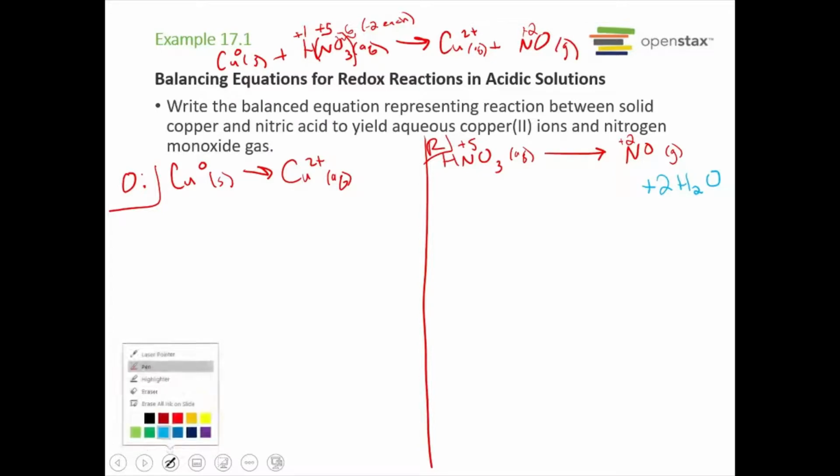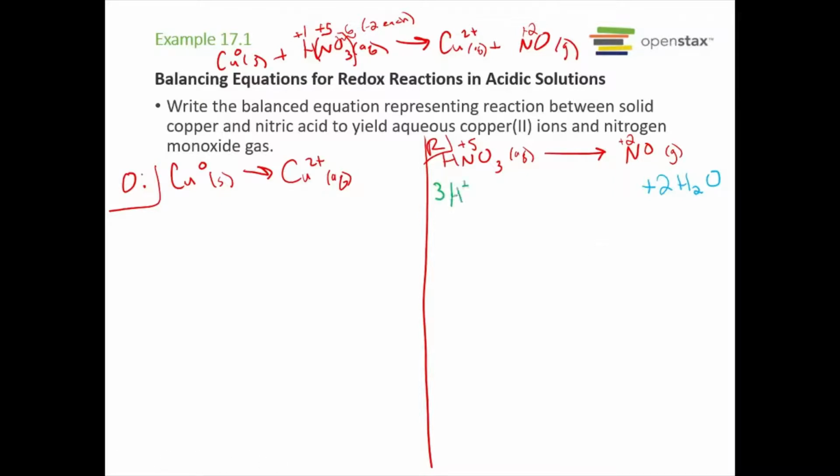Our next step is now to balance our hydrogen by adding H+. So our copper side is already balanced, there's no hydrogen to balance, but on our nitrogen side, we have 4 hydrogens on the product side versus 1 hydrogen on the reactant side. So we need to add 3 more hydrogens. But this time it's going to go to the reactant side. So now we have 4 hydrogens on each side.